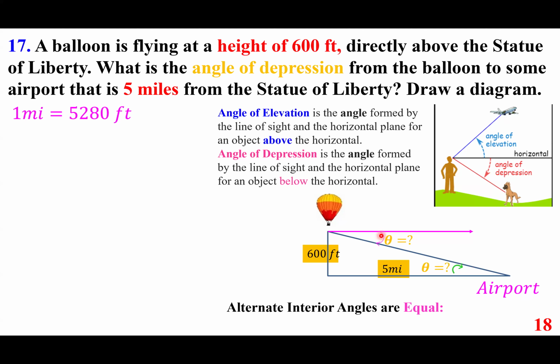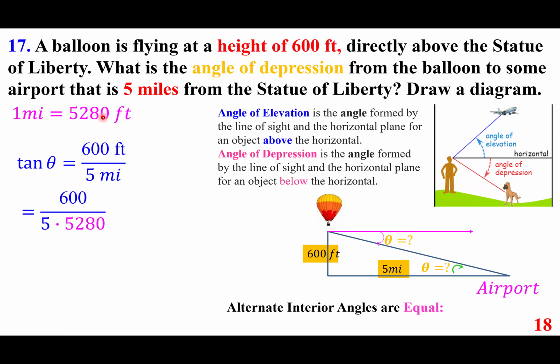And so basically, you're going to find this one by saying the easy way out, tan of theta is the opposite 600 over the adjacent 5 miles. 600 feet over 5 miles. It's important to have the same units. So this one, you're going to multiply by 5280. Now they are both in feet. So the units cancel each other.